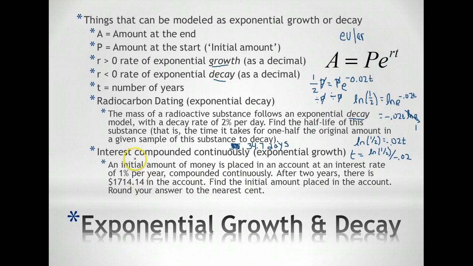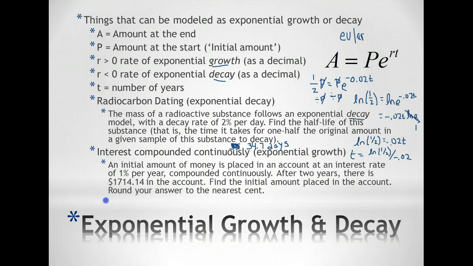So I have money, I placed it into an account at an interest rate of 1%, compounded continuously. After 2 years, there's $1,714.14 in the account. I want to know the initial amount placed in it. So now here, again, this might be a credit card. Credit cards have continuous compounding. So I want to know how much money was in my credit card, but who has a credit card with 1% interest? Okay, so anyway, after 2 years, the final amount in the account.